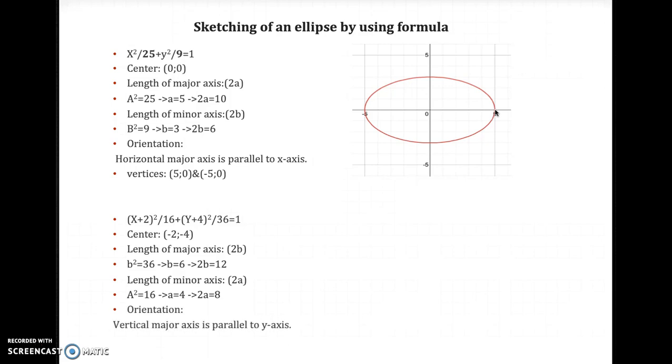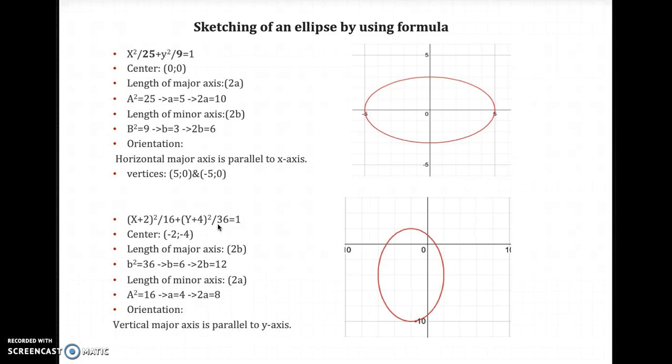Orientation is vertical, the major axis is parallel to the y-axis. Since our major axis, 36, is the longest, that's why it's going to look like this. So our vertices are going to look like this: (-2, 2) and (-2, -10).